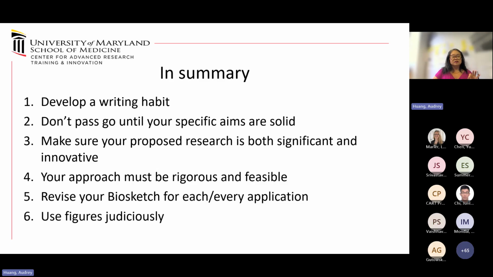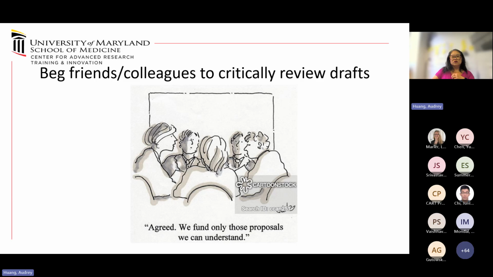Make sure that you've explained the significance and innovation, particularly in relation to previously published work, of what you're proposing now. Your approach also must be rigorous vis-a-vis what was previously published and feasible within the scope and size of the funding being applied for. Biosketch. Make sure it's accurate, up to date, and relates to the rest of the grant application. And use your figures judiciously. Beg your friends and colleagues to critically review drafts and take their suggestions and comments to heart when you write revisions.